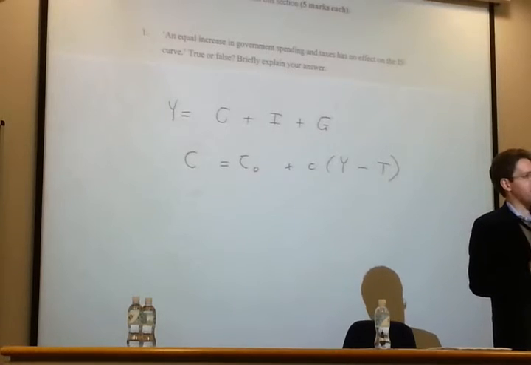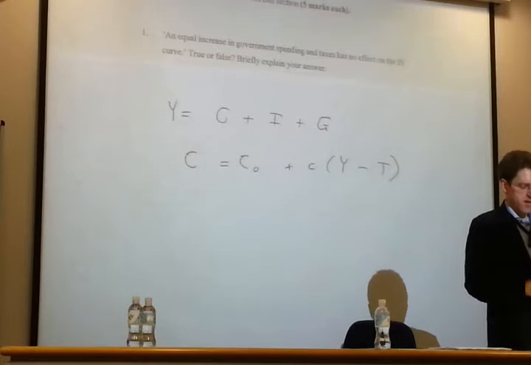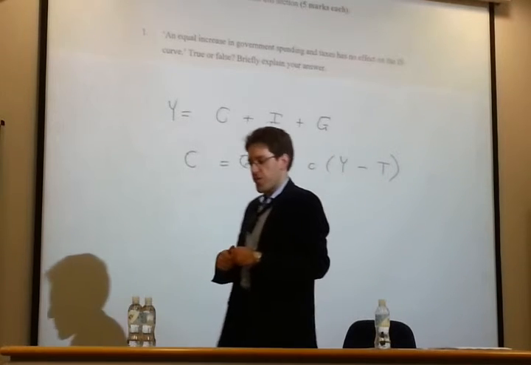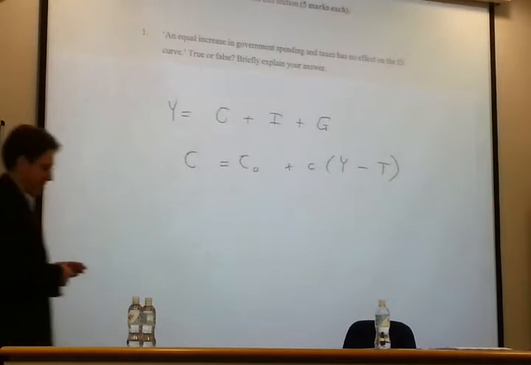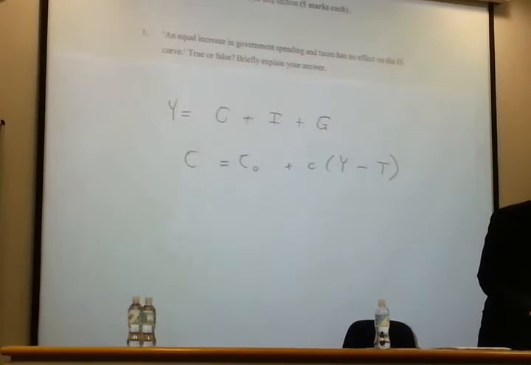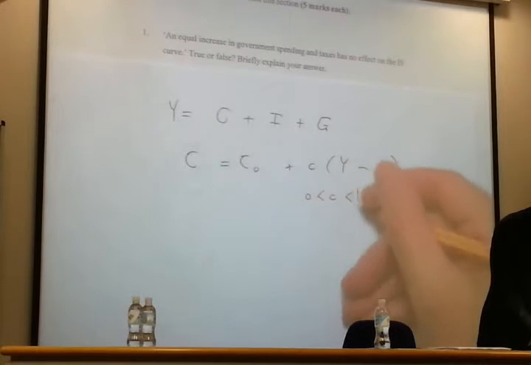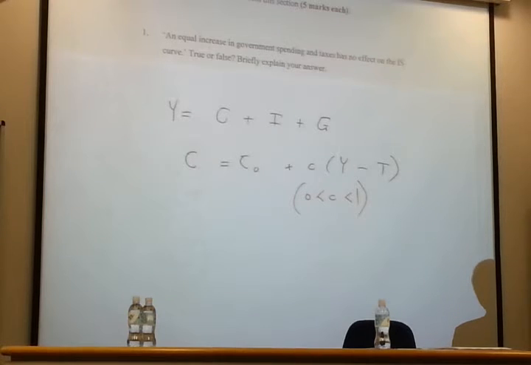What do we assume about that? This number, is it negative, positive, greater than 1, greater than 2? It's below 1. It's bigger than 0, but less than 1. That's the key. That's going to turn out to be key to this question. The marginal propensity to consume lies between 0 and 1.